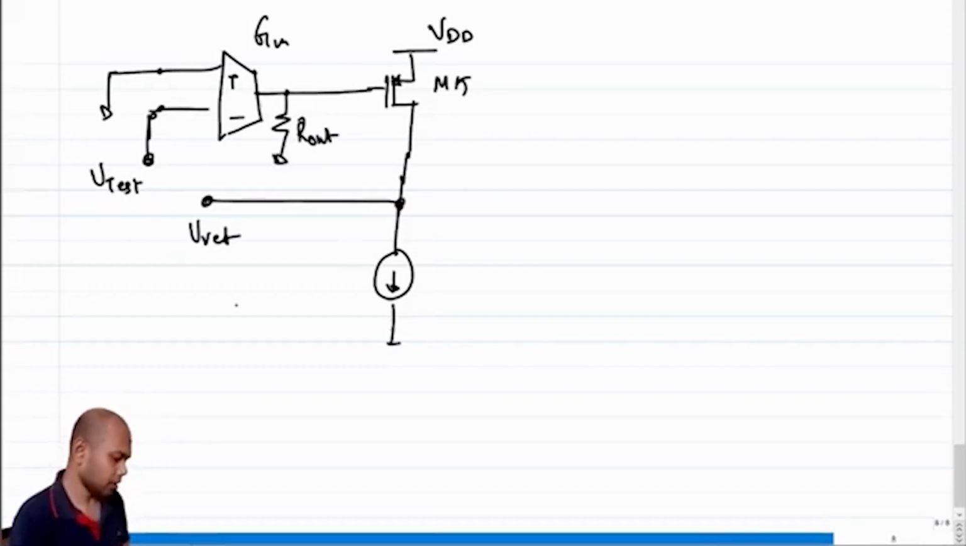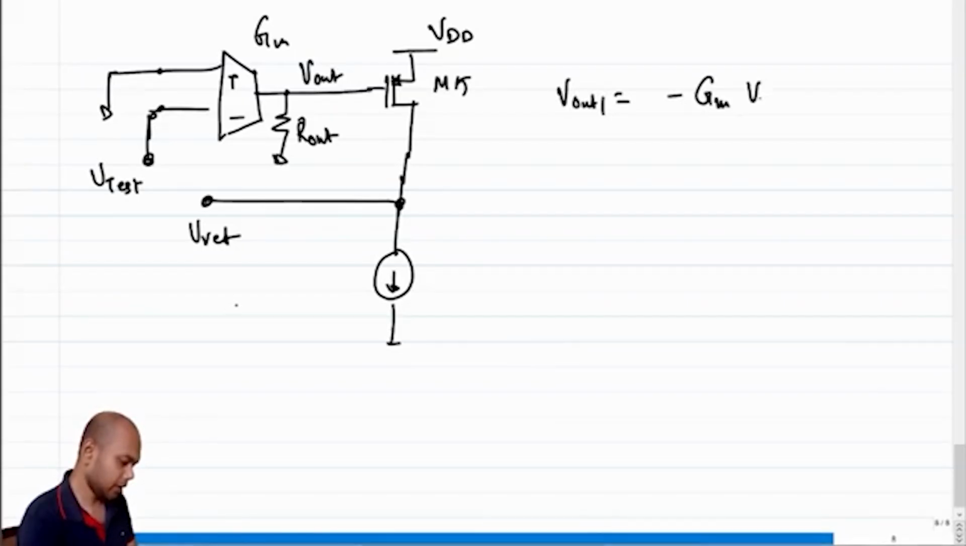Okay, so what is the loop gain? Or rather, let's find out what is V return. So what is Vout1? Vout1 is minus GM times V test times R out 1, right? And here we have this, right?